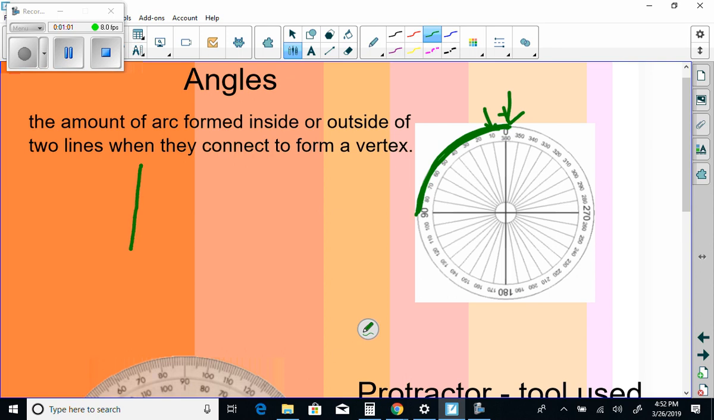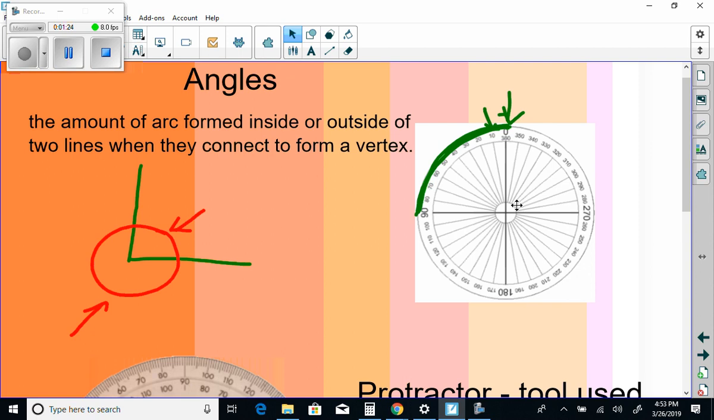So when I make an angle like so, if I make a full circle around, the part inside forms an angle, but the part outside also forms an angle. And we're mostly looking at the pieces of the angle that are inside the circle in this grade today.